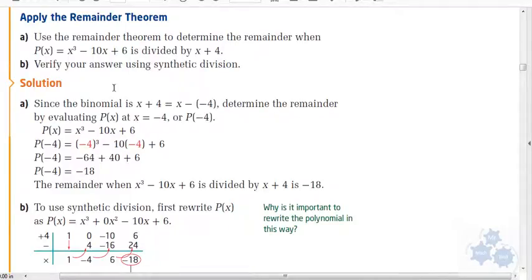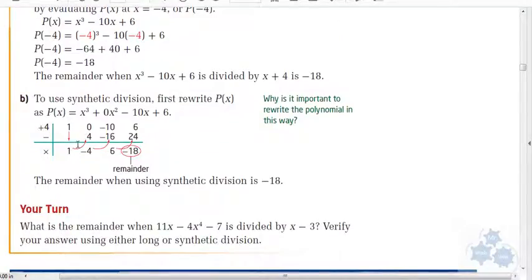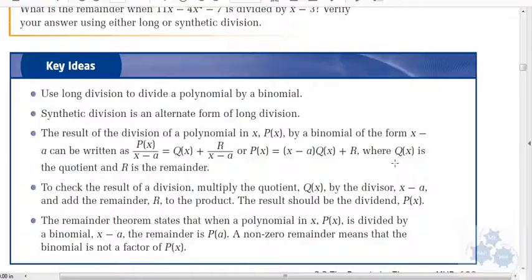So here's an example real quick. You don't have to write this down, but if we have a polynomial here and we divide it by this, of course a is -4. So if I plug -4 into the polynomial, I get -4 cubed minus 10 times -4 plus 6, and I get -18. And they did it here through synthetic division. The point is they get -18 as well for a remainder. So this remainder theorem holds true.